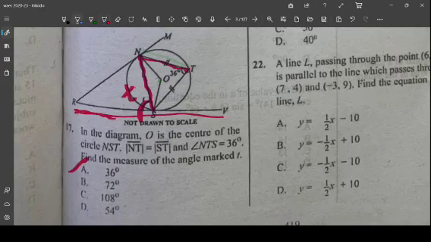If you look at this chord, chord NS, notice it subtends an angle here at the tangent. So the angle between a tangent and the chord, which is this T, is always equal to the angle subtended by the chord, which is this. That's the answer.